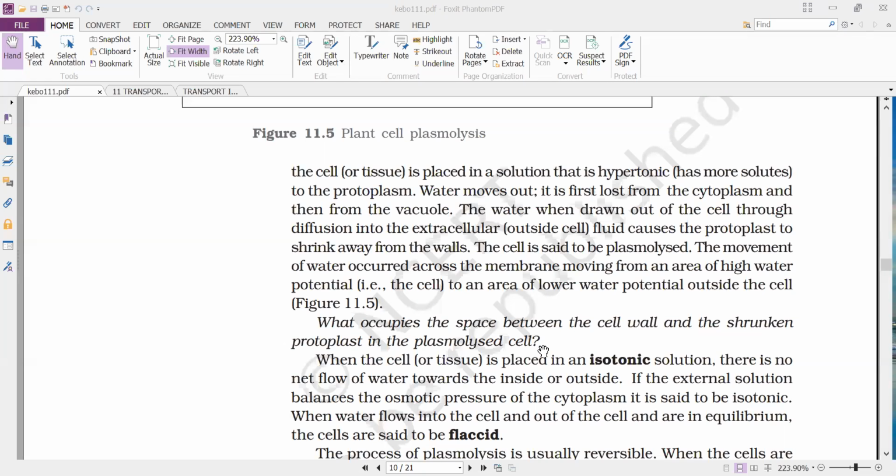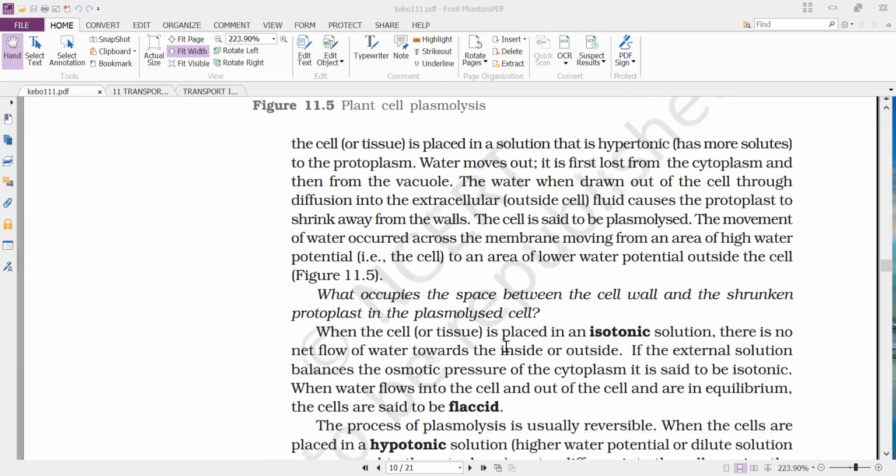That is what occupies the space between the cell wall and the shrunken protoplast in the plasmolyzed cell. It is nothing but the external solution, that is, the hypertonic solution present outside. That one only fills the gap between the cell wall and the plasma membrane, because the cell wall is permeable to all substances. It is not a selectively permeable membrane.